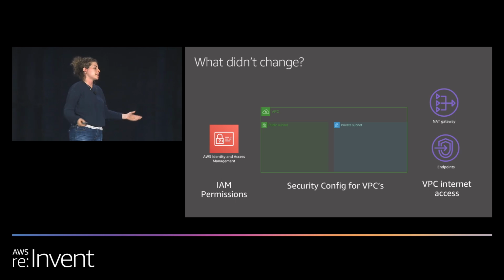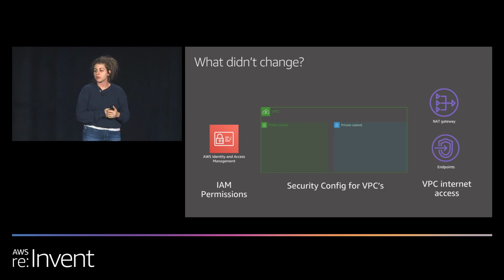Okay, so what didn't change? Well, this is important because we have to know what didn't change so we can still think about the things that we need to worry about and set up and account for best practices when attaching our Lambda to a VPC. Well, IAM permissions didn't change. You still need to have a role that's attached to your Lambda function that can create and delete ENIs. You still have to have that. It's not going anywhere. The config, you still control the subnet and security group configuration of these ENIs.